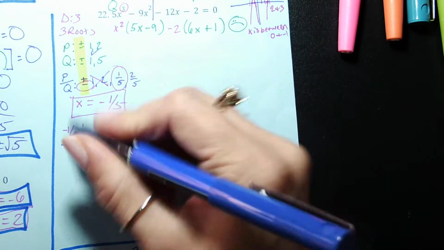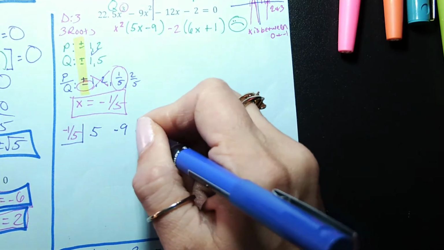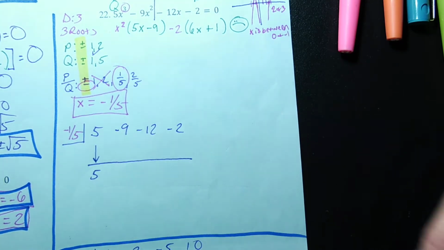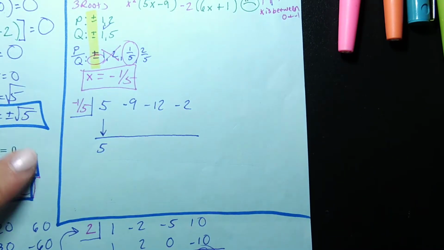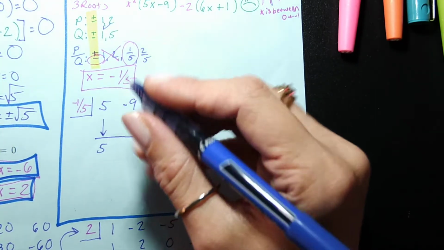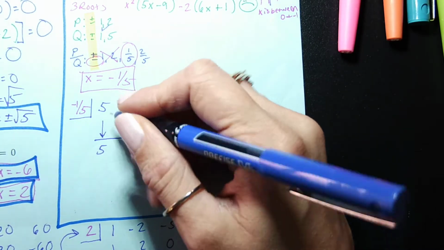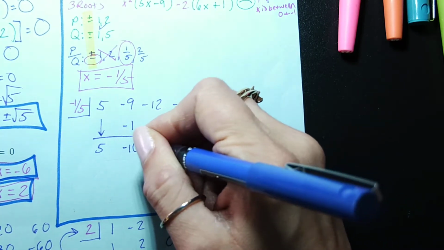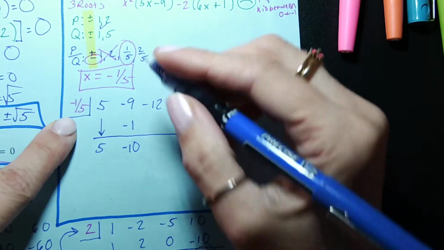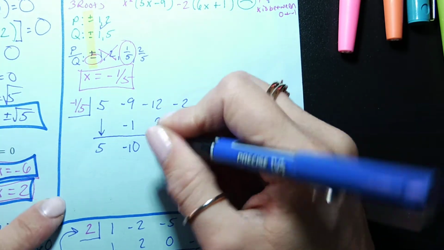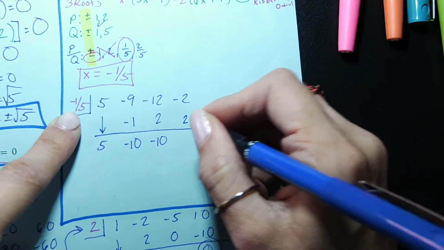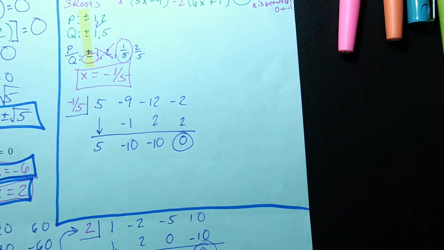So we've got 5 and negative 9 and negative 12 and negative 2. And remember, you can use your calculator to multiply the fractions, but since our remainder is going to be equal to 0, it should work out pretty nicely. So a negative fifth of 5 is negative 1. Negative 9 and negative 1, adding straight down, is negative 10. A negative fifth of negative 10 is positive 2. Negative 12 plus 2 is negative 10. And negative 1/5 of negative 10 is a positive 2. And that gives me 0.